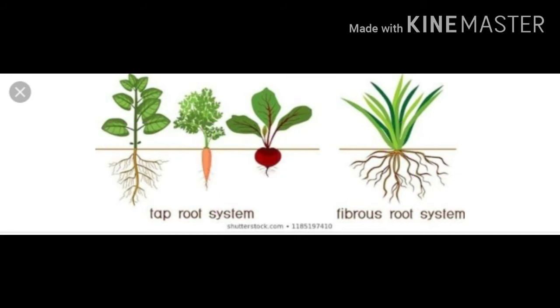In some plants, the roots store the extra food produced by the leaf. Example, carrot, beetroot, radish. They store the extra food inside the root.